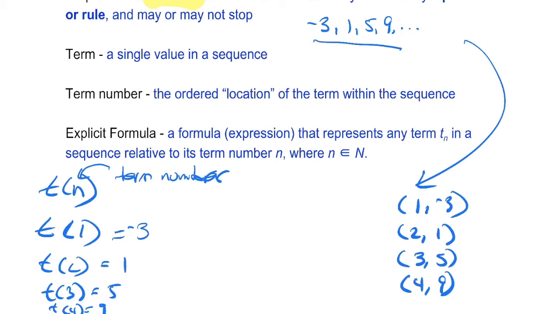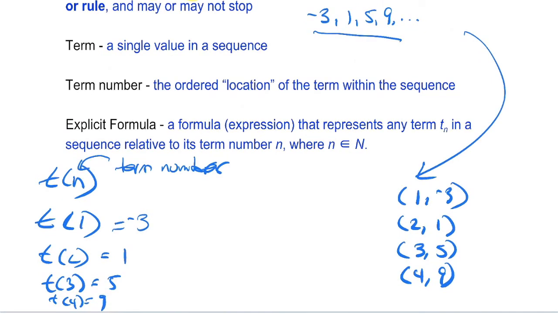So whenever we're given a sequence now, we sort of shortcut it. And that's what we're going to talk about now in terms of the explicit formula. So an expression that represents any term t of n. So recognize that t of n is written in a special way. When it's written like this, we know that we're talking about a sequence.